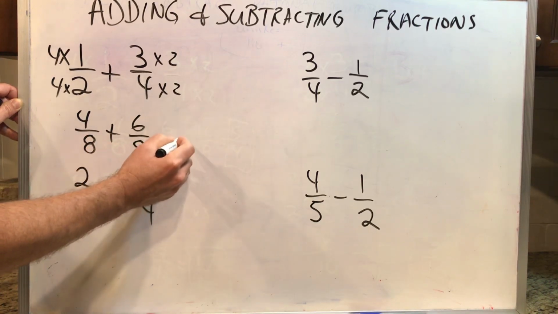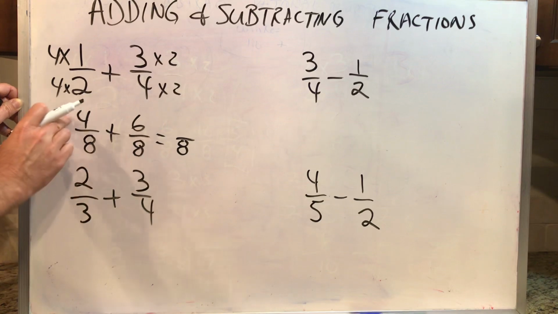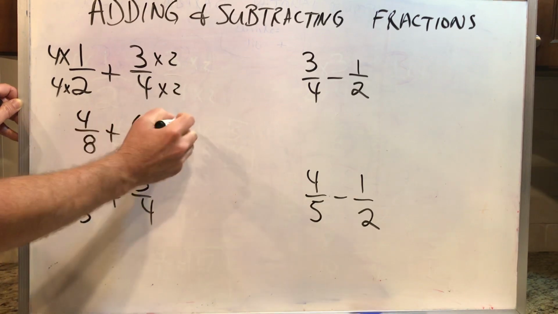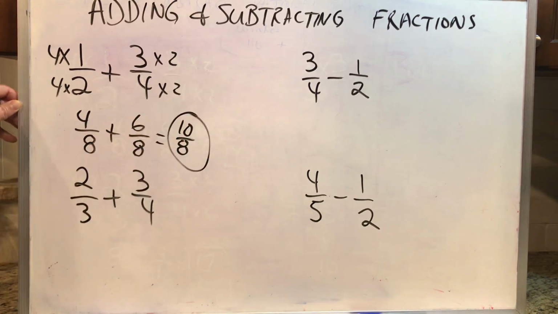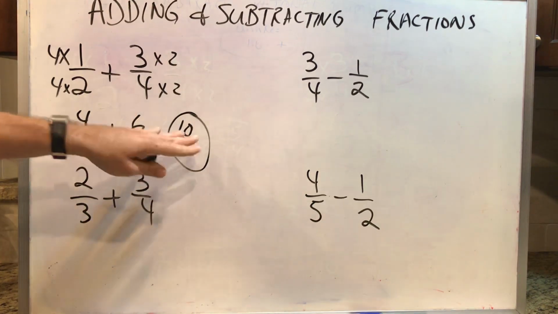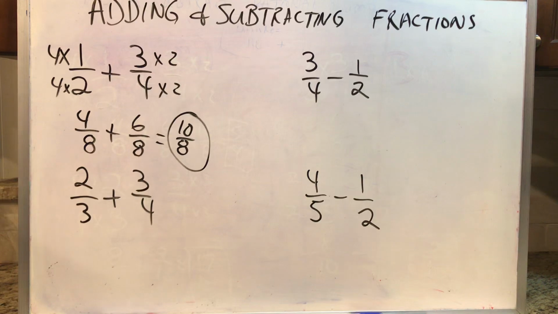You do not add those together, but you add the top. 4 plus 6 is 10. So 10 over 8, and that's your answer. That's it. You can simplify that, but we'll just leave it there for now. We'll do that in a different video.